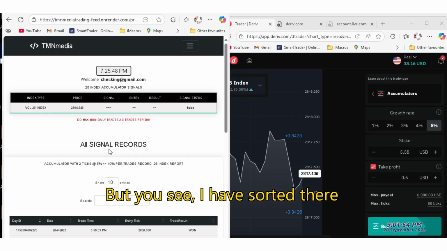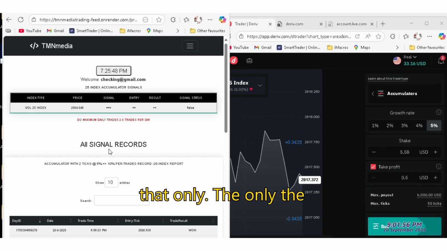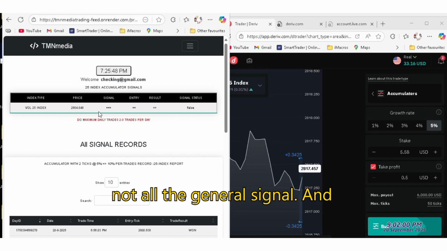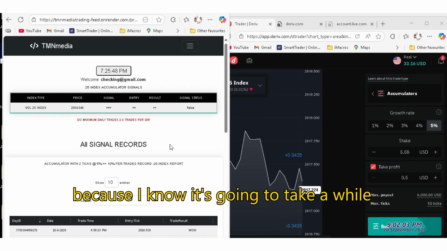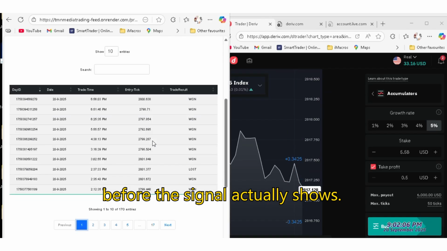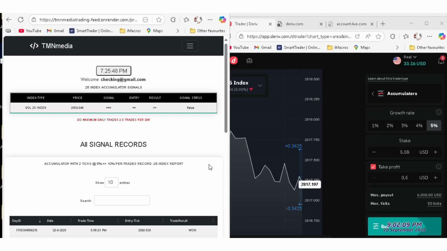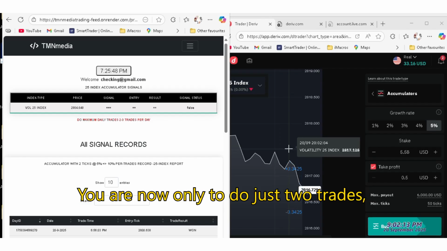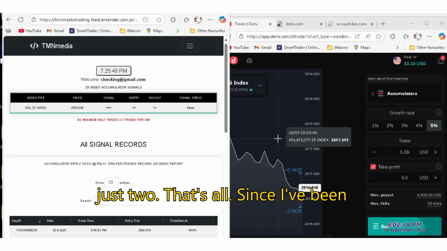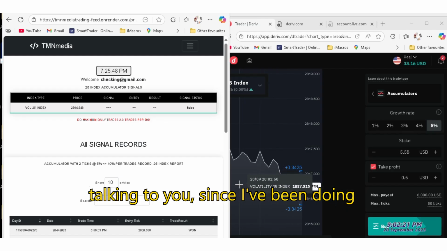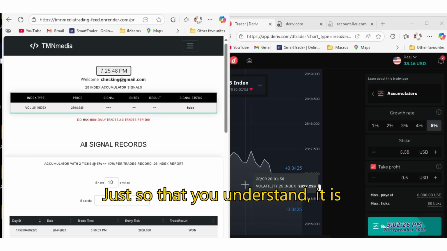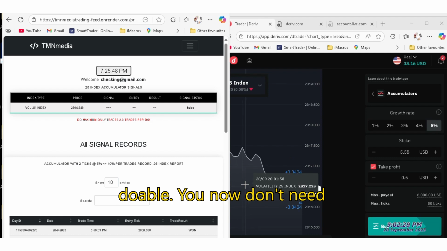But you see, I have sorted them so that only the refined ones come here, not all the general signals. And because I know it's going to take a while before the signal actually shows, once you click enter, you've placed your trade and you've made your money. You are now only to do just 2 trades. Just 2. That's all. Since I've been talking to you, since I've been doing this video, I've done how many trades? Just so that you understand it is doable.